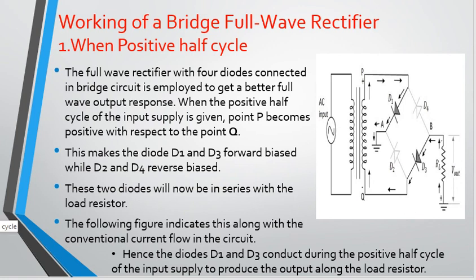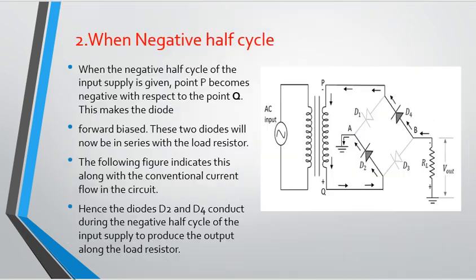Now we will move towards the negative half cycle. When we apply the negative half cycle to the circuit, D1 and D3 diodes are reverse biased and D2 and D4 are forward biased. So through D2 and D4 current will flow through the load resistor and we get the positive half cycle at the output. That means for the negative half cycle input signal we get a positive half cycle output signal.